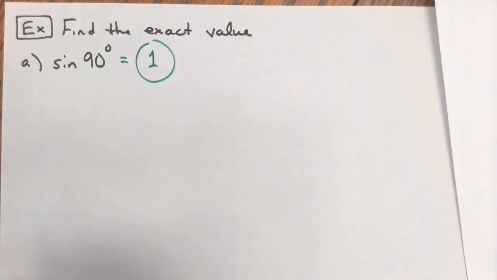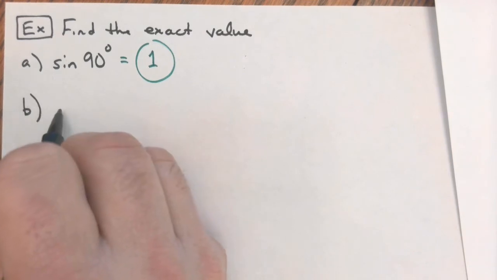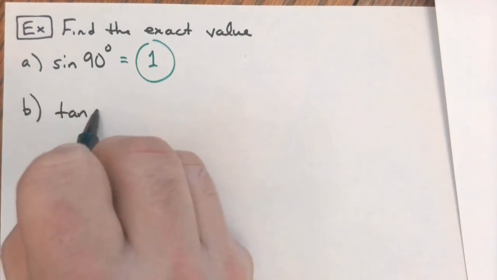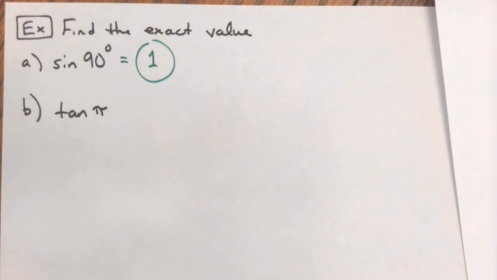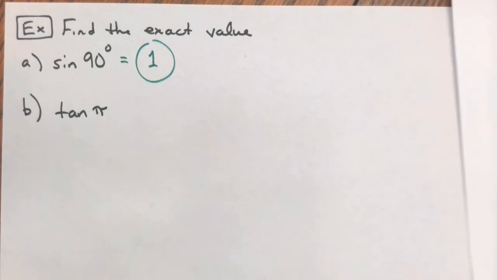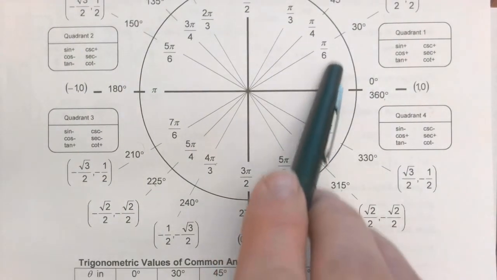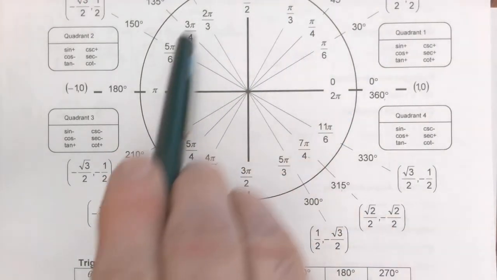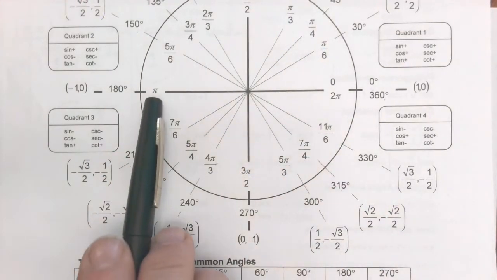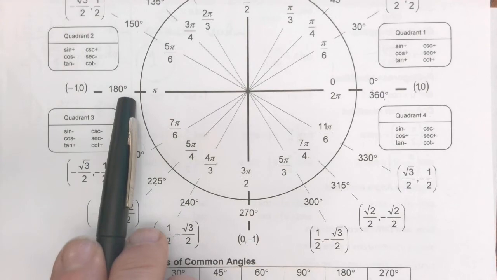Do a couple more of those. For letter B, let's take a look at something in radian measure instead. So I would start out the same way. Here's the tangent of pi radians. So I'm going to take a look at our angle measure, which is in pi radians, and I'm going to see, looking at our radian measure, where pi is, and it is here, and that is on the x-axis.